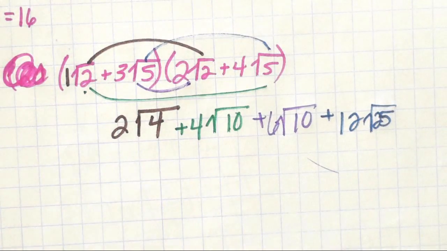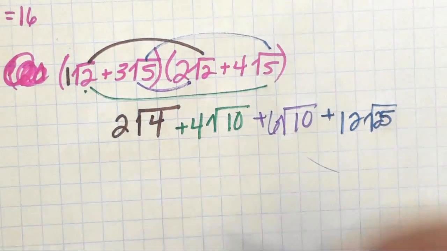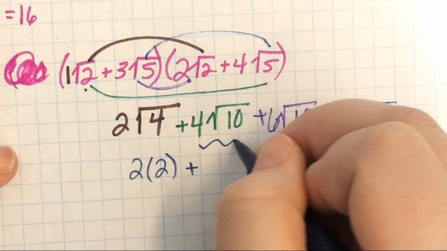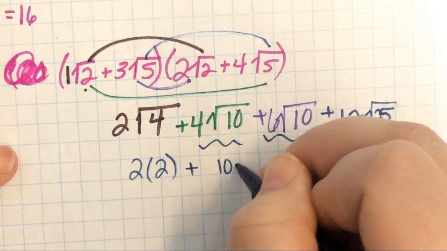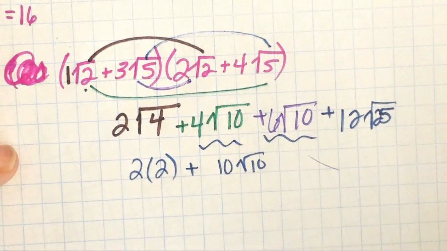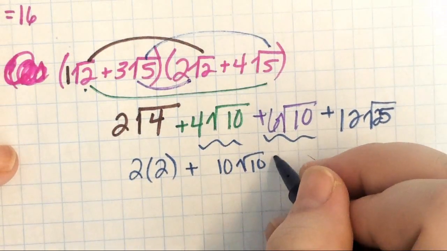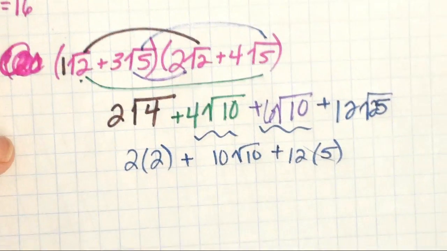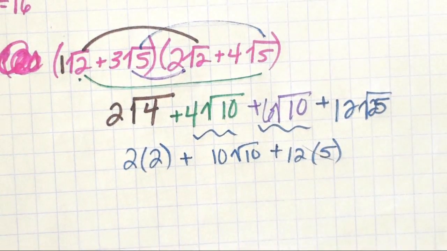I'm not done. Why am I not done? I have to combine the like terms, and I could also simplify. The 2 square roots of 4. I know the square root of 4 is 2. I know 4 and 6 put together is 10 square roots of 10. I know the square root of 25 is 5. So when I combine all this junk, my last final answer is.